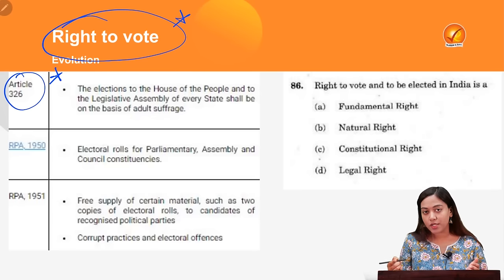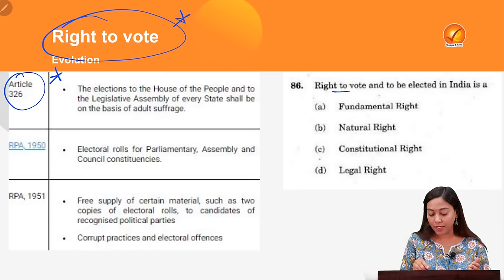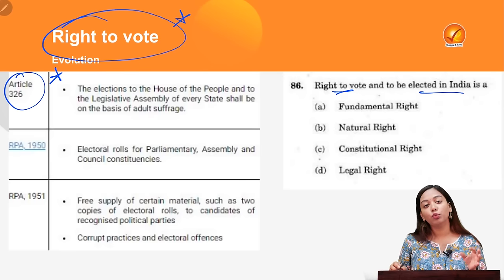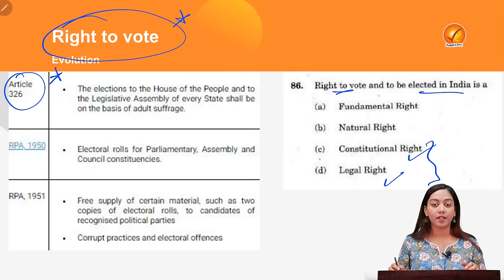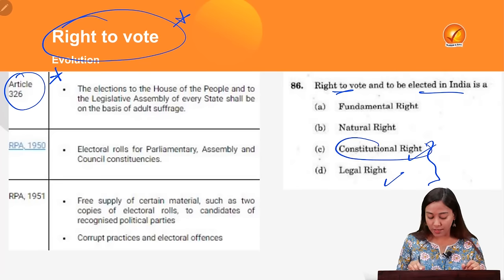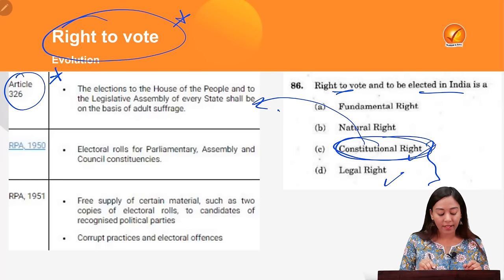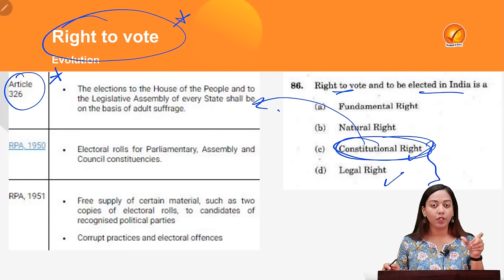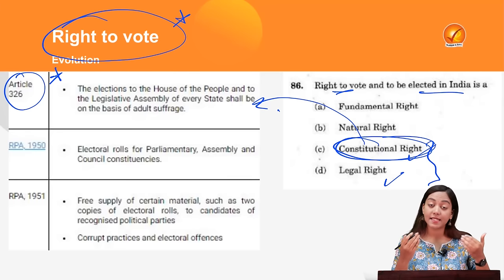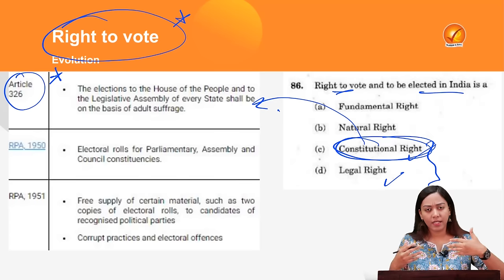Now a question was asked on this in UPSC, and this was a very controversial question, whether the right to vote which is granted to us is a constitutional right or a legal right. Well, to clarify that, it's both of them. It's a legal right as well, it is a constitutional right as well, but it is considered by UPSC as a constitutional right which is provided to us duly by an article, which is Article 326. So it's not just provided by the RPA, the Representation of the People Act. Yes, that also provides, so therefore this is also a legal right.